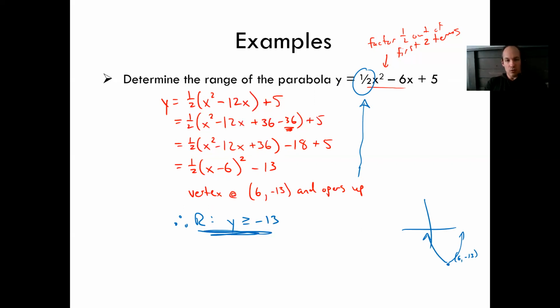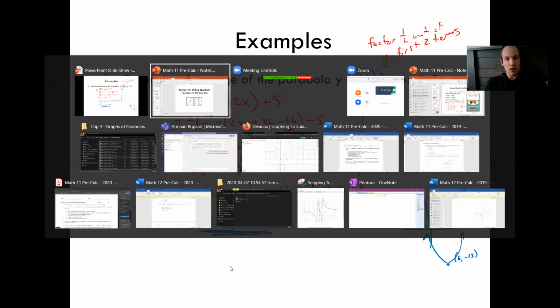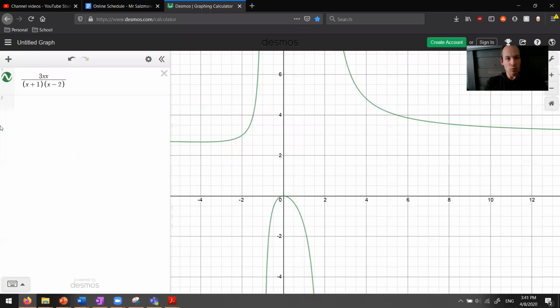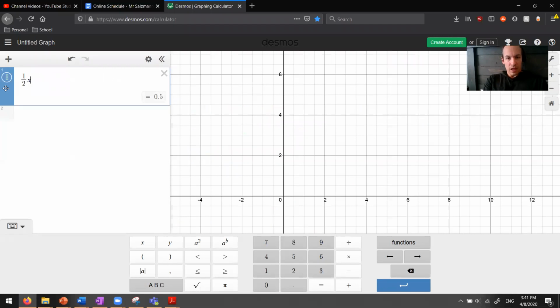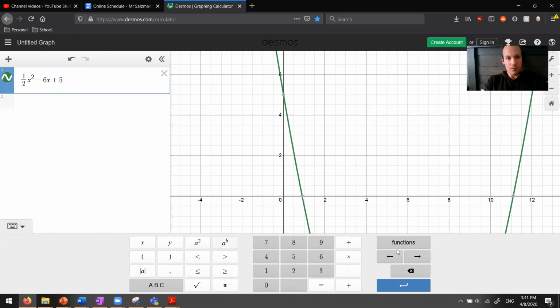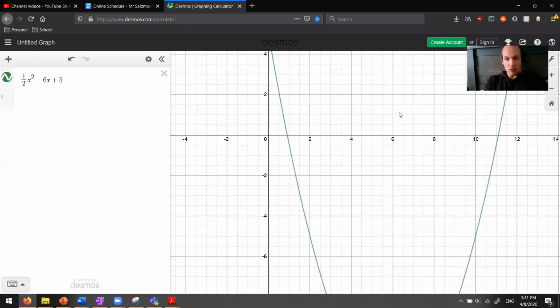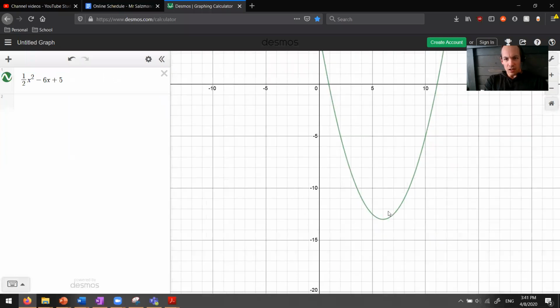Okay, just for fun, why don't we take a second and look at it on Desmos and make sure everything's all good here. So I'm just going to try and remember this. 1/2 x squared minus 6x plus 5. I'm going to go to Desmos. Hopefully I can find it. There we go. I have a window open for it. Of course I do. So 1/2 x squared minus 6x plus 5. What I can see here is my parabola is right there, and the vertex is, lo and behold, 6 and negative 13, and it opens up, so the range is everything bigger than or equal to negative 13.